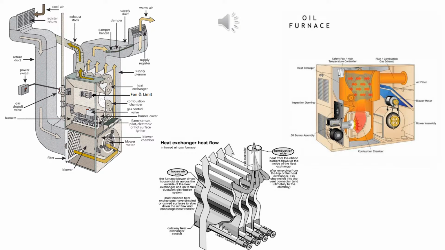All furnaces have a filter. There are different types of filters that can be used. The main purpose of the filter is to protect the fan and heat exchanger from damage. All furnaces have a blower fan that distributes the warm air and brings the cool air from the conditioned space back to the furnace.